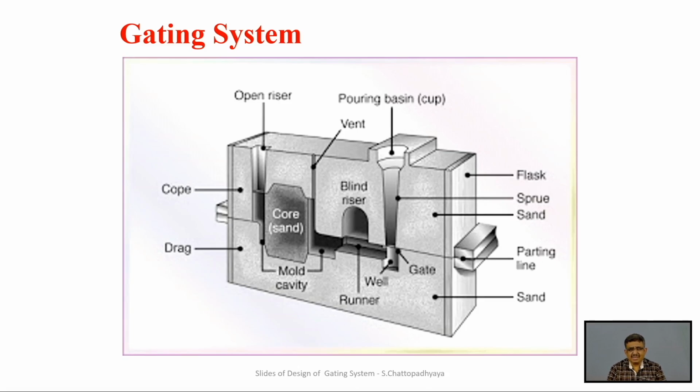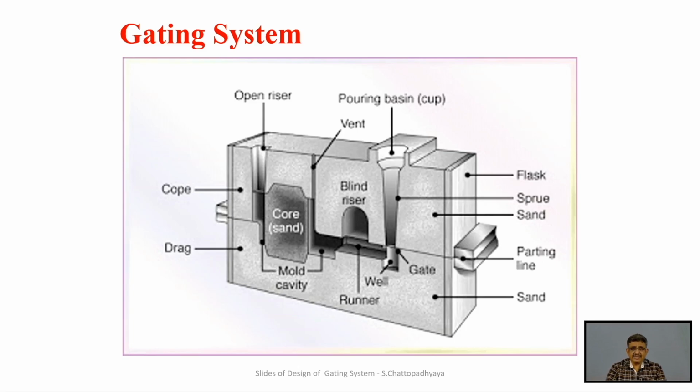Then the vents are provided as the escape route for all the entrapped gases. The entire container is called the flask, and between cope and drag it is separated by the parting sand, that is the parting line. All these things are represented properly in this sectional view of the cope and drag configuration.